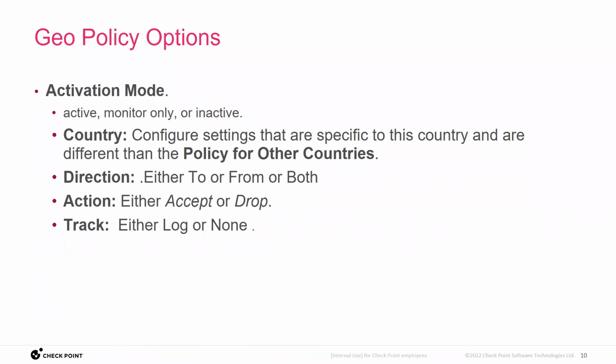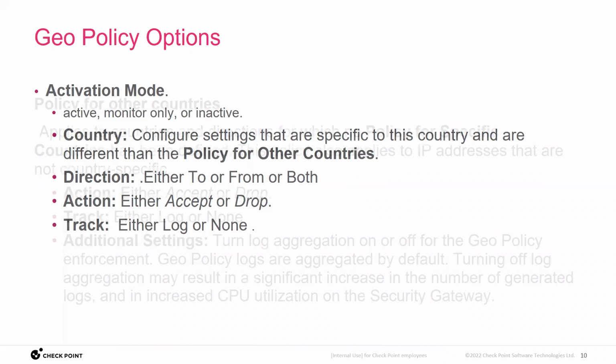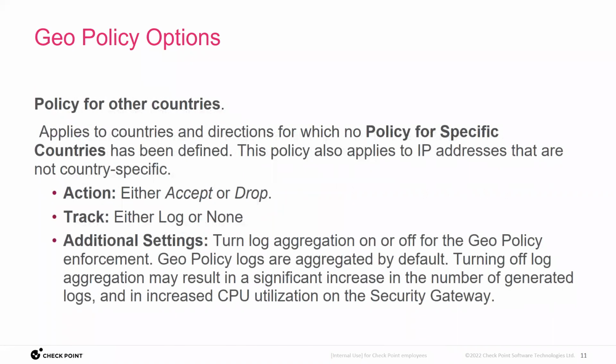This is the top end. This is where you become very specific. Any country that is not defined in the top section is part of the policy for all other countries. And again, you have the same type of thing, except you do not select any country in here. It's all the countries outside of the ones that you have defined in the top portion of the policy. And then you can have the accept or drop or log.